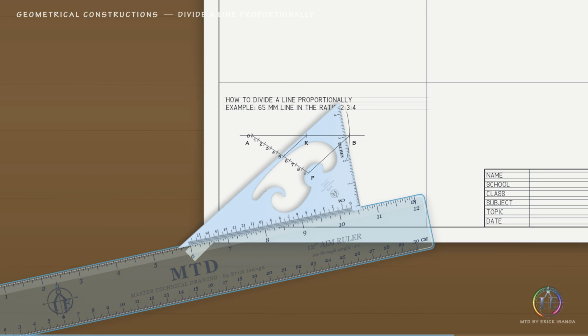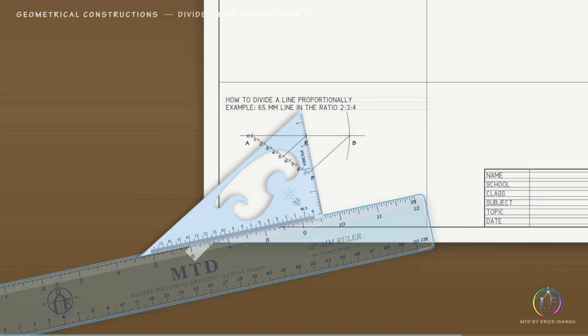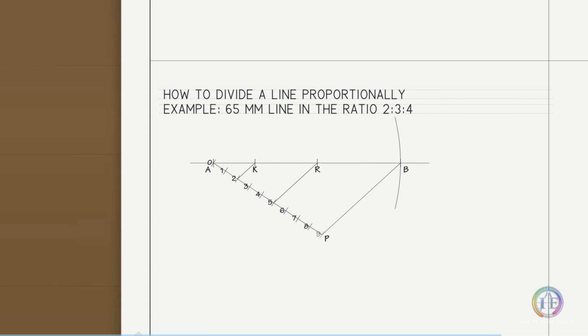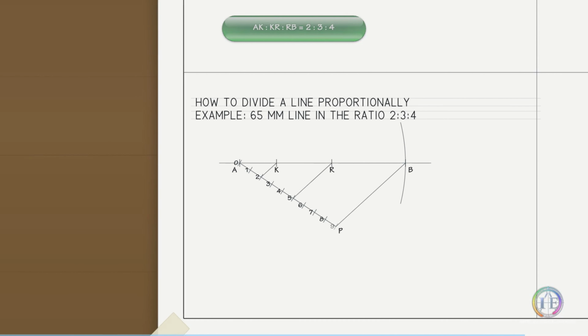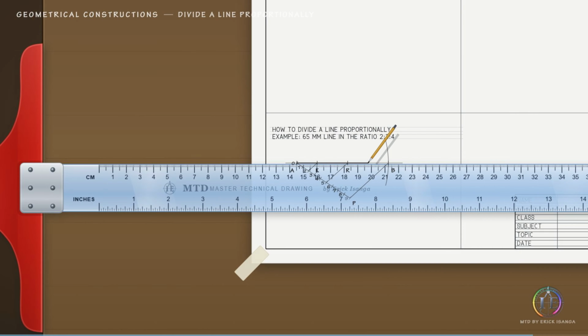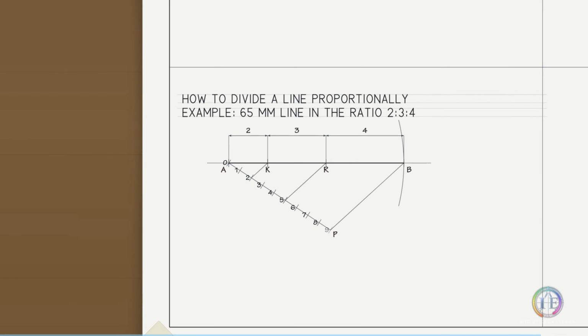From point 5, count 3 divisions back to point 2. Through point 2, draw another parallel line to meet AB at K. The line AB is now divided proportionally into the ratio 2:3:4. Finally, outline AB and indicate the proportional divisions 2, 3, and 4.